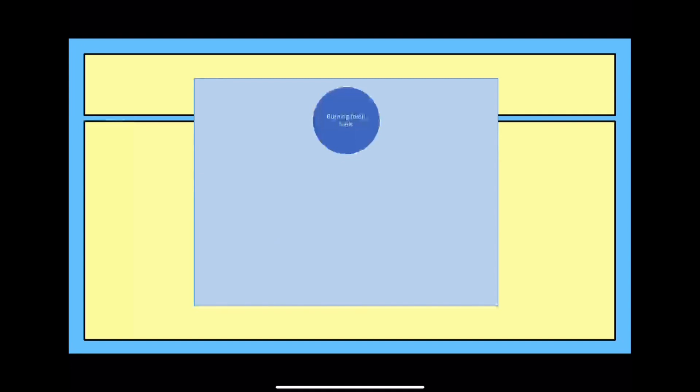We have another one here. So this is a carbon cycle. So we burn fossil fuels.